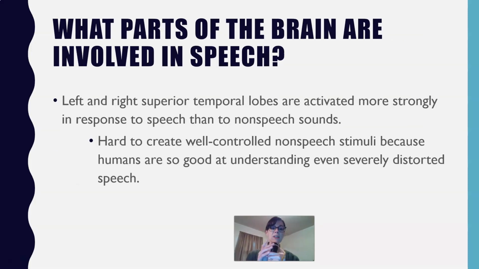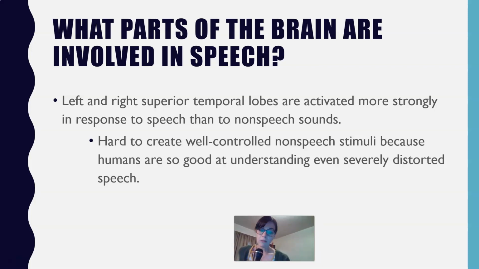Generally, we tend to find that both the left and the right superior temporal lobes are more strongly activated in response to speech than to non-speech sounds. And if you've had biopsych or cognitive psych with me, the superior temporal lobes actually make sense, especially the left superior temporal lobe. That is Wernicke's area, which is really critical for speech comprehension. If that area is damaged, you can produce speech, but it won't really make a lot of sense.